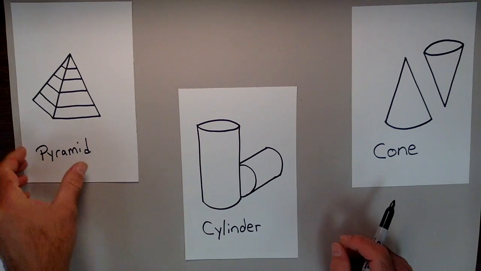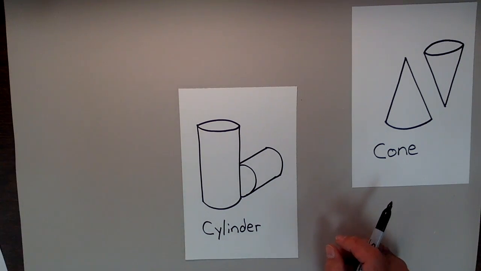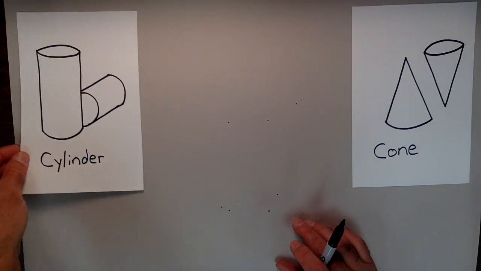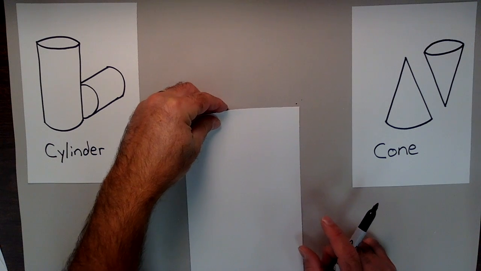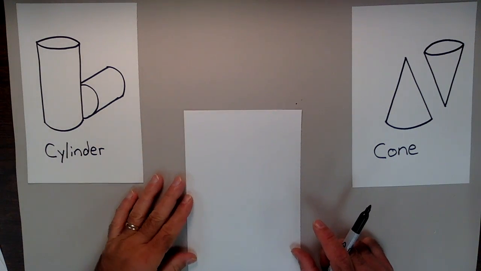Cylinder. All right, scoot over there, Mr. Pyramid. I have the last one. I saved the trickiest for last. Sphere.